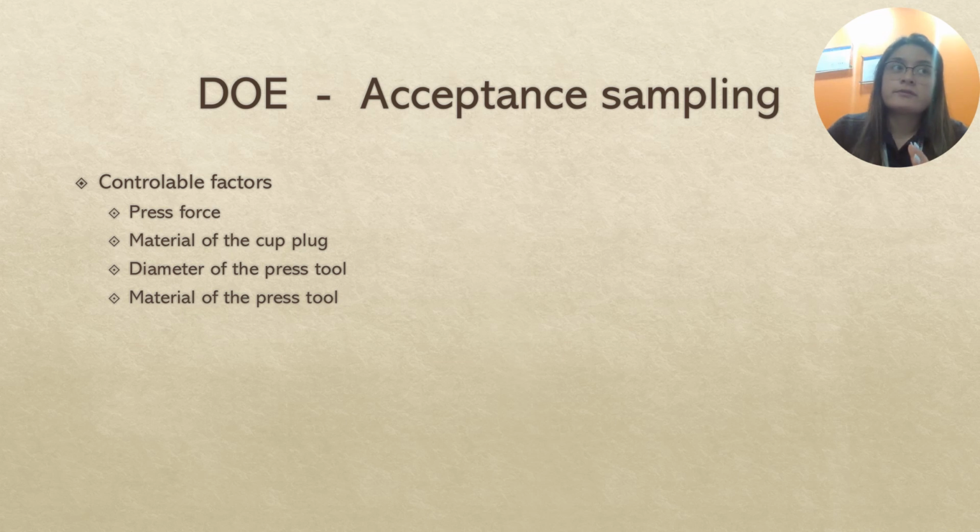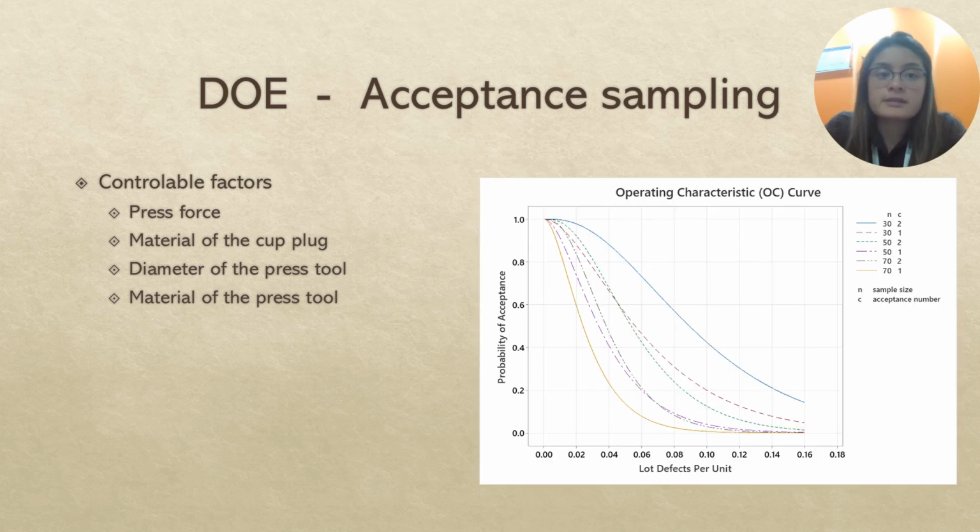We are currently having a tool change every 2 weeks because it is damaged. Maybe we need to review the process to see if it's the correct material of the press tool. And the other tool for this project is the acceptance sampling technique that we need to review.